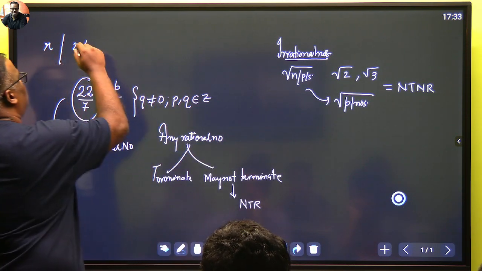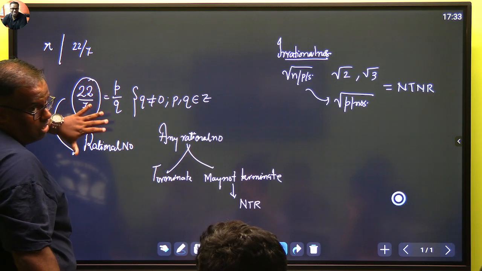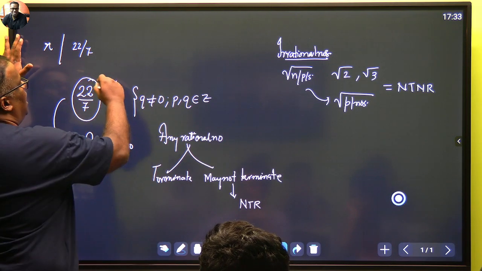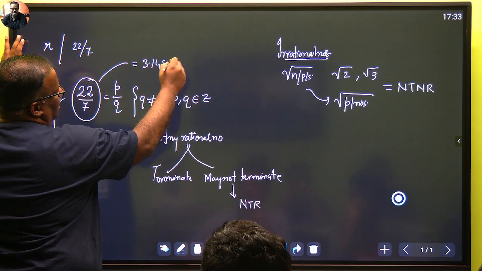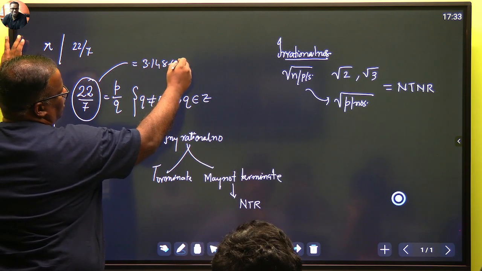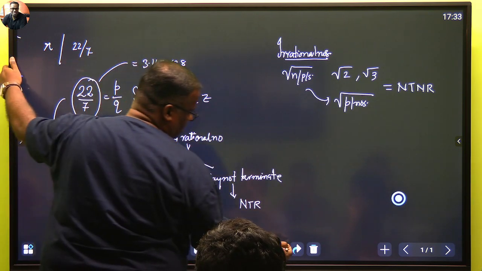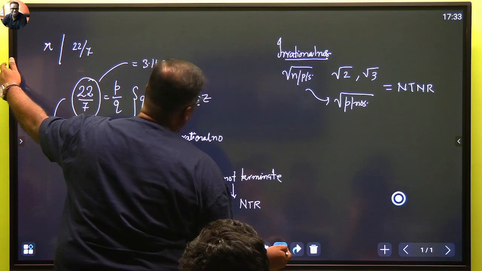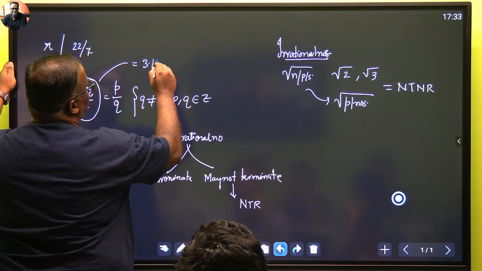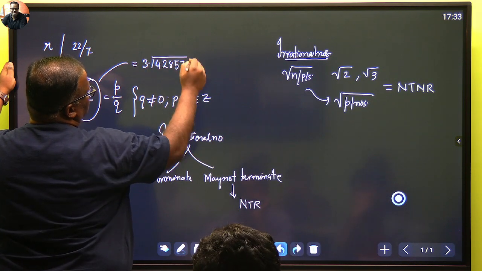Now we'll talk about 22 by 7. 22 by 7 itself is a rational number. And 22 by 7 will give you 3.142857, and then there is a bar, so this number keeps on repeating.